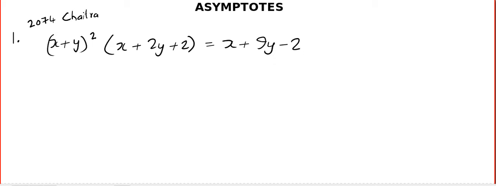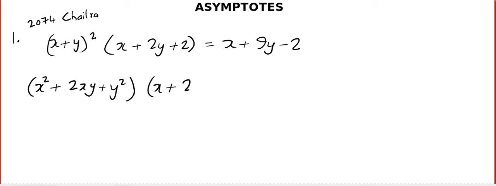Yeah, so remember, the first thing to do is to put it in the proper form. That is, the term with highest degree, then less than that, then less than that, till constant. So, let's start expanding this. (a + b)^2 is, well, you know that, and (x + 2y + 2) is equal to x + 9y - 2.